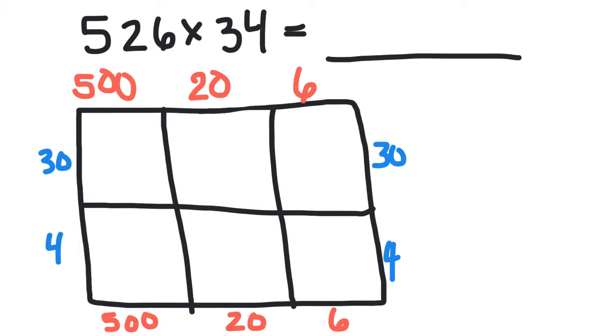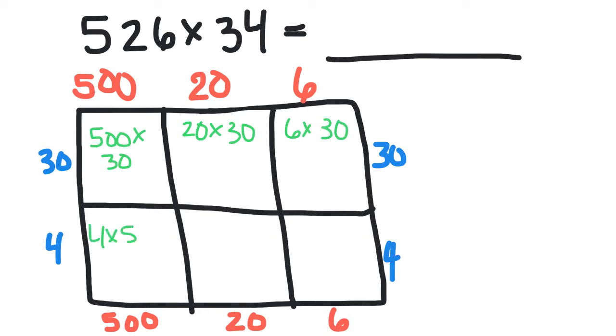All right, so we're going to start with the top left where we have 500 times 30. I'll go from left to right. Here we have 20 times 30 and 6 times 30. Then on the bottom left we have 4 times 500, 4 times 20, and 4 times 6. You can see actually a pattern here. All of the boxes on the bottom, they're all multiplying by 4, by 4, by 4. On the top, we're multiplying by 30, by 30, and by 30.